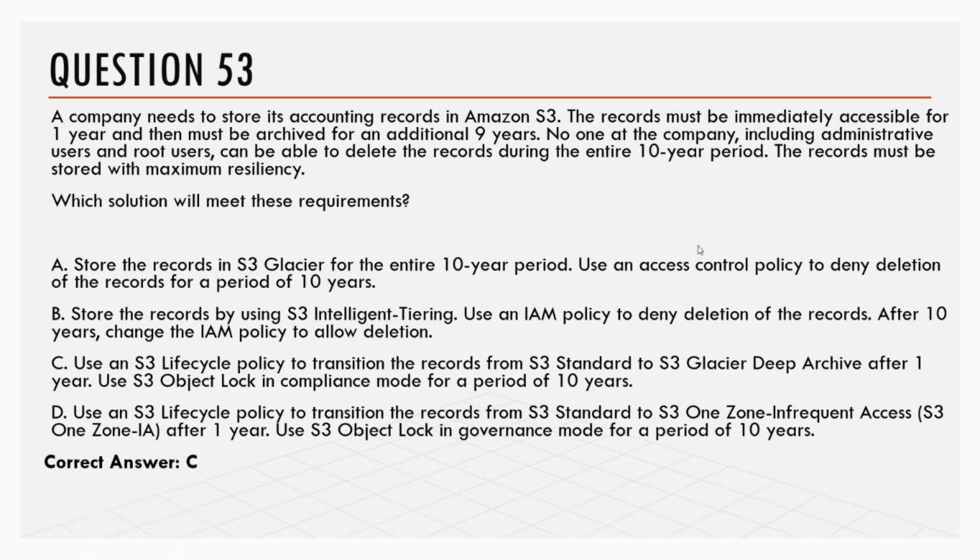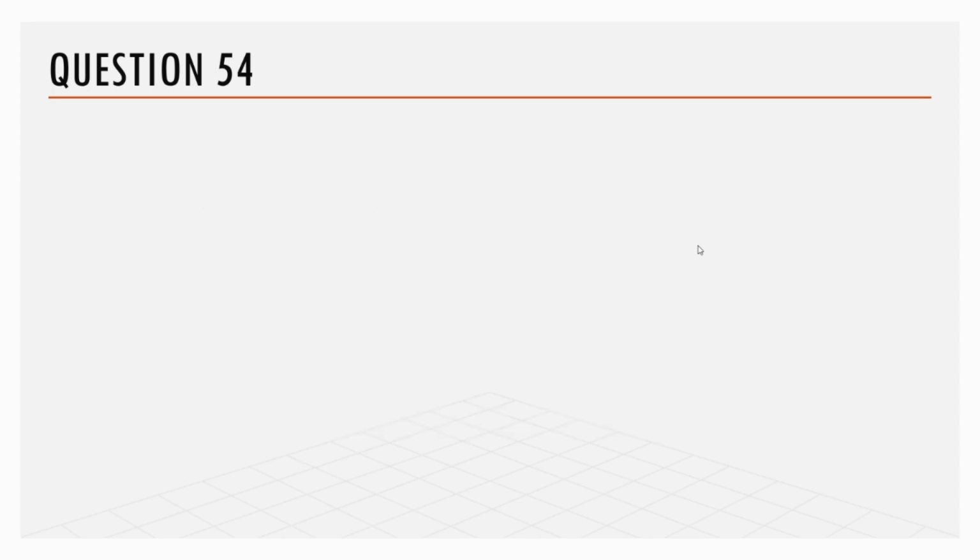And the correct option is C. Use an S3 lifecycle policy to transition the records from S3 Standard to S3 Glacier Deep Archive after 1 year. Use S3 Object Lock in compliance mode for a period of 10 years. Now let's look into the next question.